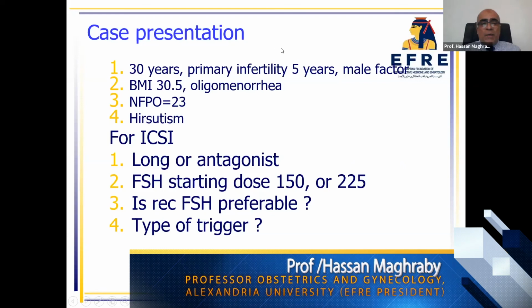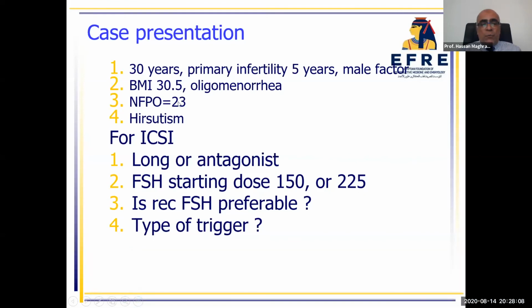Fourth case: 30 years, primary infertility for 5 years, male factor, BMI 30, number of follicles 23 per ovary, hirsutism, and she's doing ICSI because she has severe male factor. Would you choose a long or antagonist protocol? This will be answered by Professor Boutros Rizk. Would you start FSH at 150 or 225? This will also be answered by Professor Boutros Rizk. Is recombinant FSH preferable? This will also be answered, and the answer is no. And what is the type of trigger? Preferably GnRH agonist.